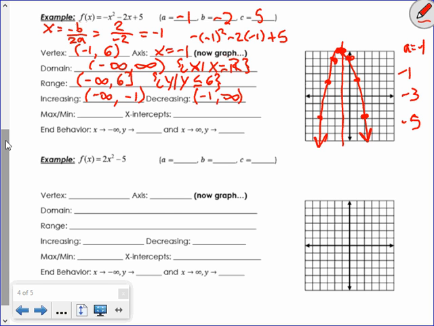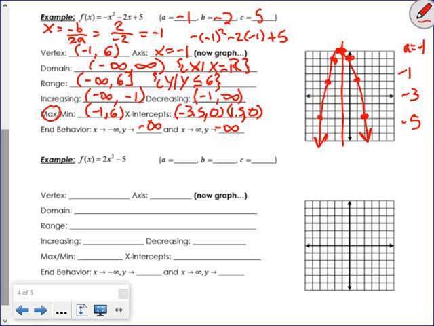Alright, do I have a maximum or a minimum? Where? Okay. Where are my x-intercepts? -3.5-ish. 1.5-ish. Okay. And then our behavior. -infinity on both sides.